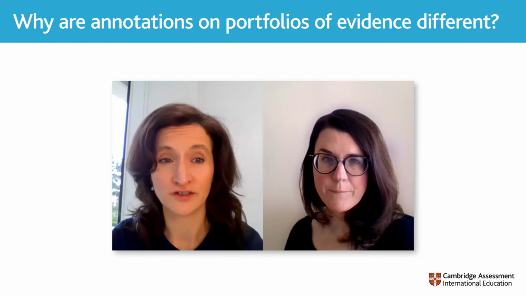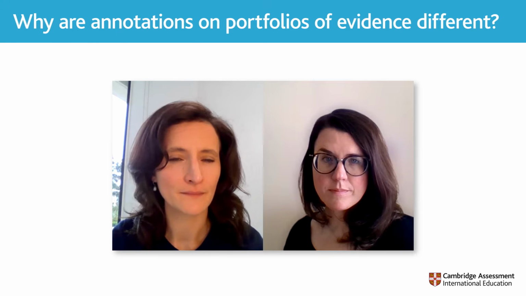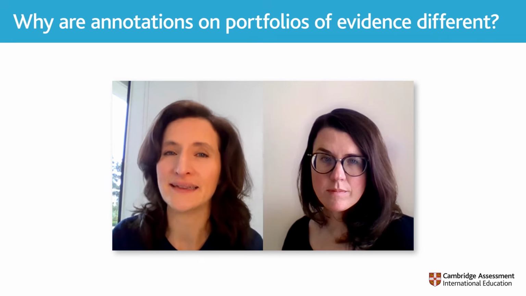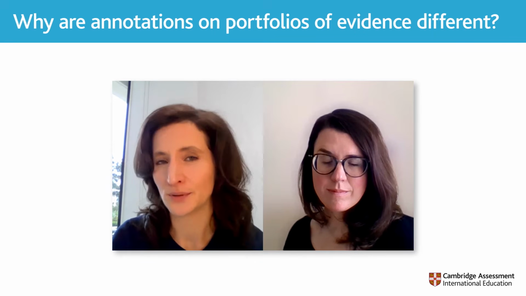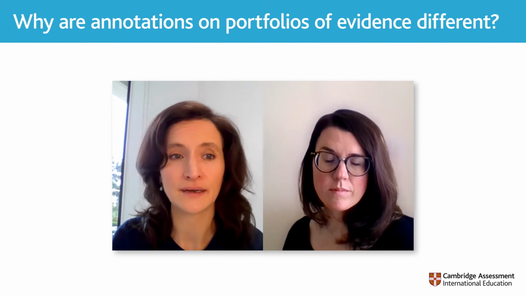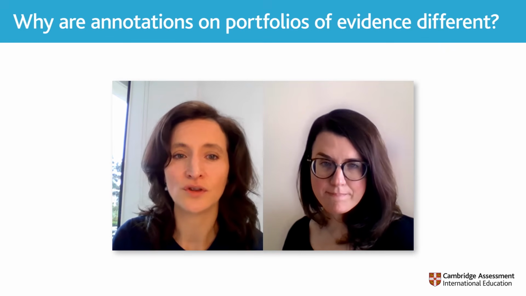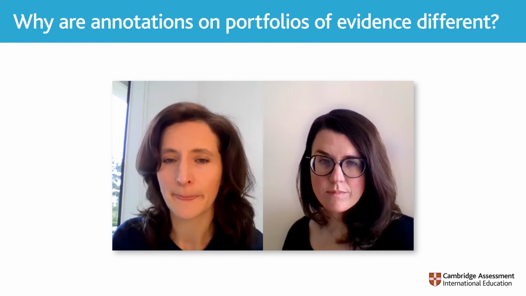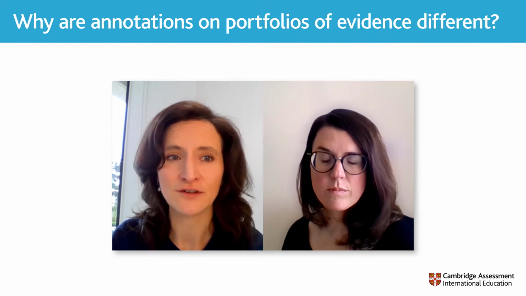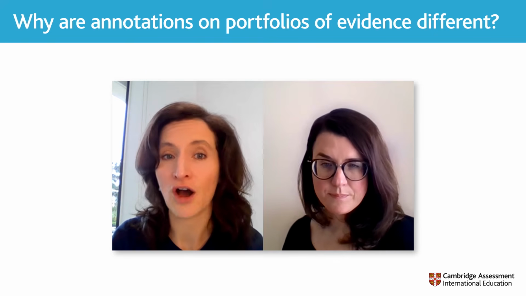This may be a reference code for an exemplar, which is an annotation that shows how the examiner made their decision. For example, using a traffic light system of green, amber, and red to show the quality of the evidence. These are shown on the portfolio as G for green, A for amber, R for red.